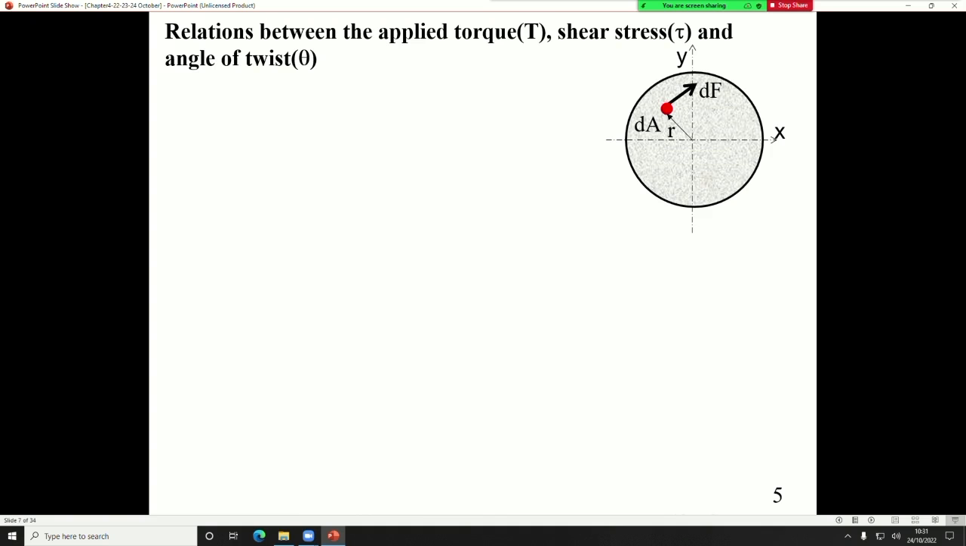How did we define shear stress? Shear stress is force divided by the area. Now, if this element is subject to a force of dF and the section is subject to shear stress of tau, I can say dF is equal to tau times dA. What was the definition of tau? Tau was equal to dF over dA. On the previous slide, I showed you that tau is equal to G theta over L multiplied by r.